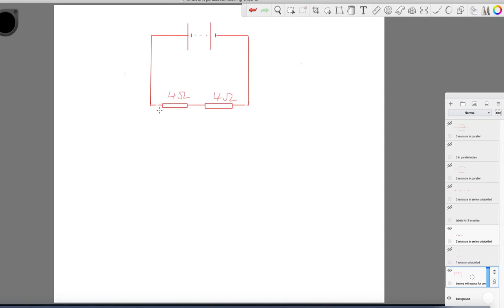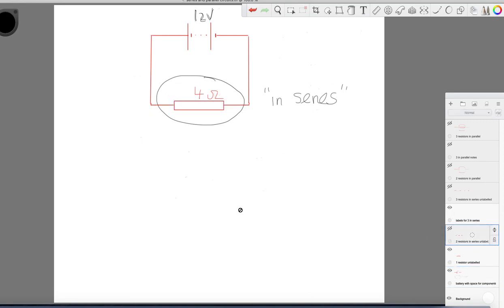Then the current in this one, assuming that they're both 12 volt batteries, will be smaller. In fact, because we've got 2 4 ohm resistors, one after the other, in series, rather than just one 4 ohm resistor, the current in this circuit will be half as big as the current in the previous one. Okay, so that's a series circuit.